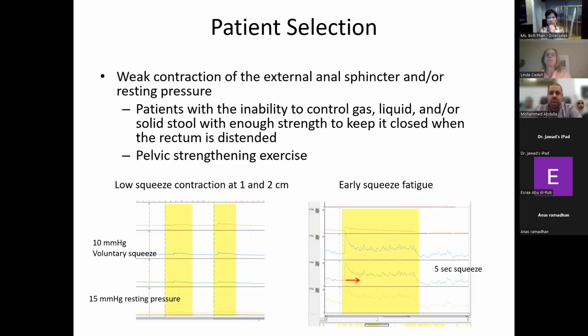Okay, so how we do biofeedback is, I should go back. So as far as our patient selection, usually we select our patients by looking at their manometry studies. So most of our patients have had a manometry study prior to. There's some exceptions to that rule.